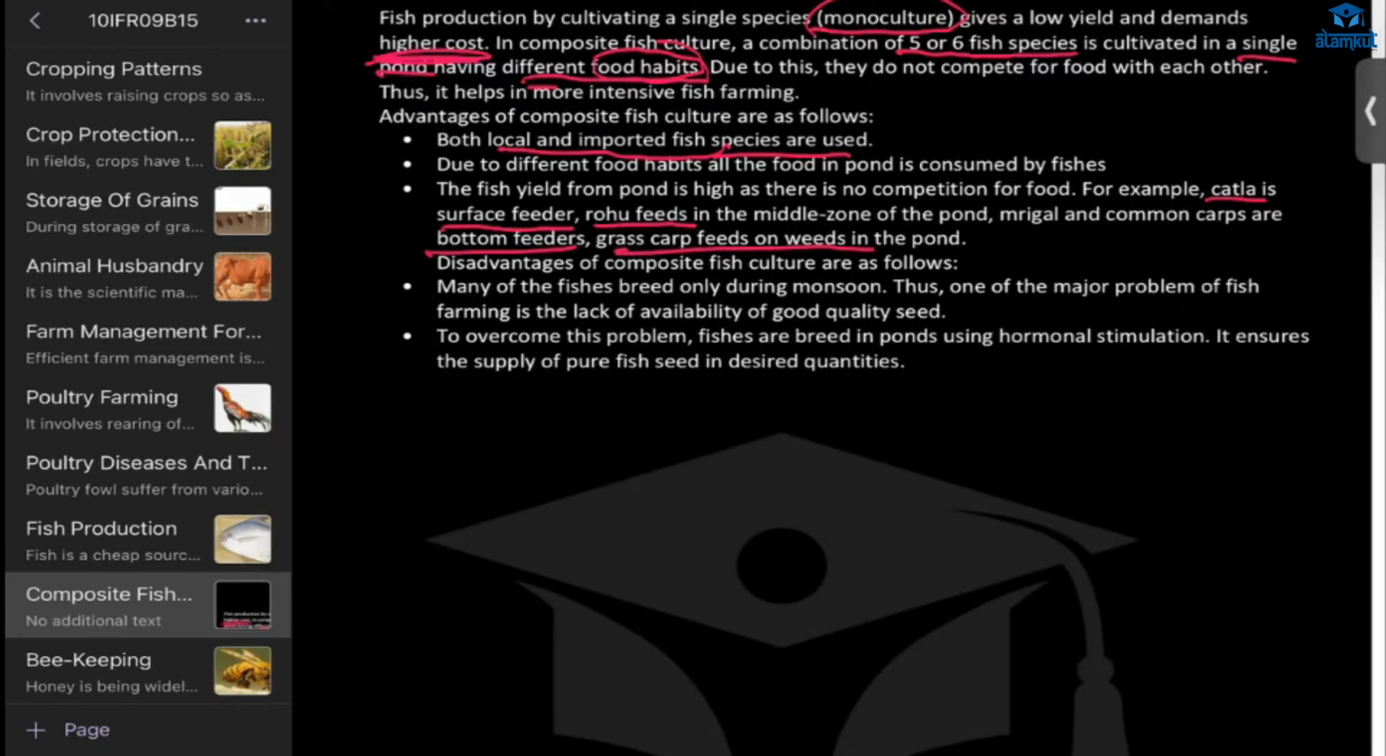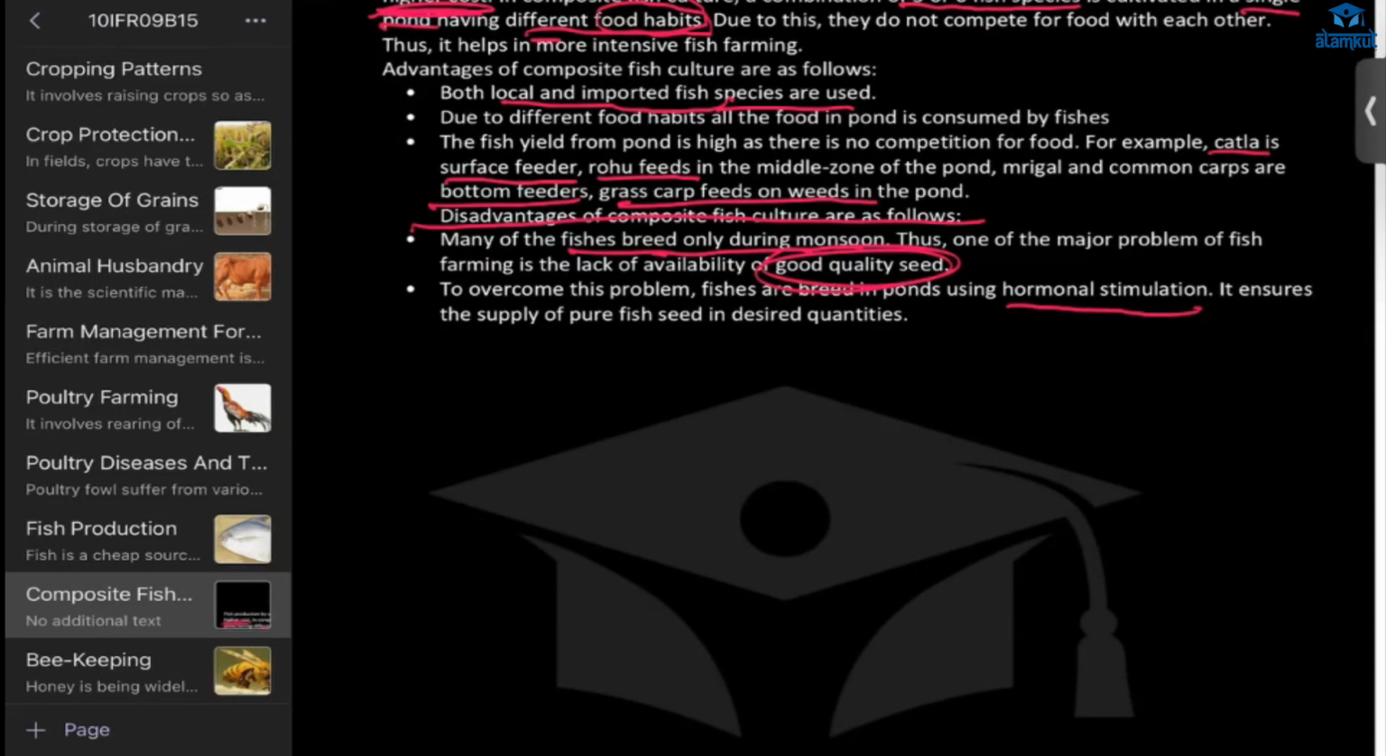Okay, so what are the disadvantages of this composite fish culture? These fishes breed only during monsoon season. And also good quality seed is not available. The eggs are not there. Okay. To overcome this, fishes are bred in ponds using hormonal stimulators. So this will ensure pure line.